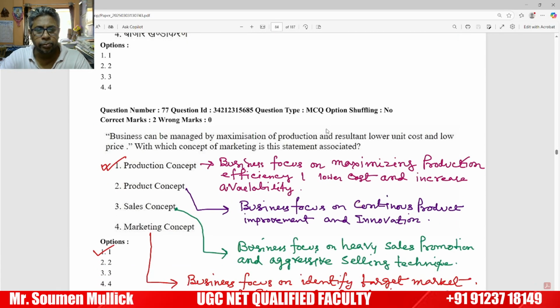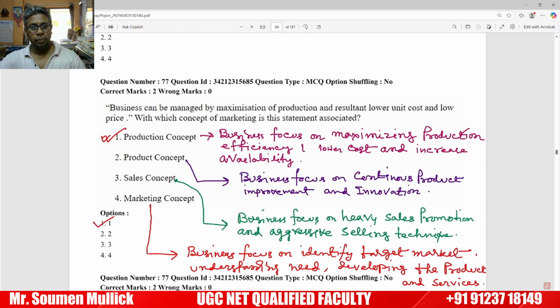The next question is question number 77, unit 6. This paper is based on marketing. Business can be managed by maximization of production and resultant lower unit cost and low price. With which concept of marketing is this statement associated?